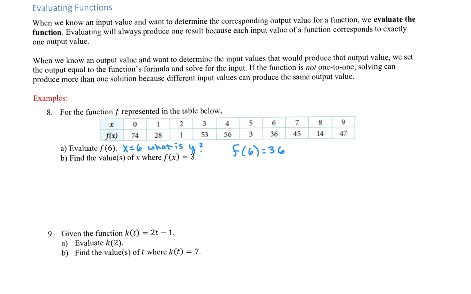Let's take a look at letter B now. Now we want to know what is x when f of x equals 3. Remember, f of x is another way of saying y equals 3. Find x. So, when y is 3, let's see, y is 3 right there, and that means x equals 5.